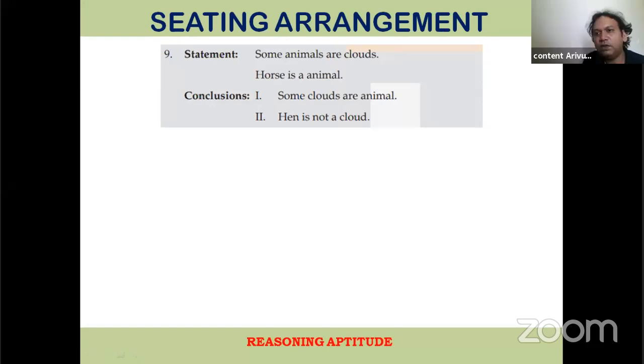So we'll be taking up the doubts first that some of you had posted in the WhatsApp group, and then we'll be starting with the topic of seating arrangement. So this will be the final lecture on logical reasoning. With this lecture, we'll be completing the logical reasoning module for your CA foundation examination.